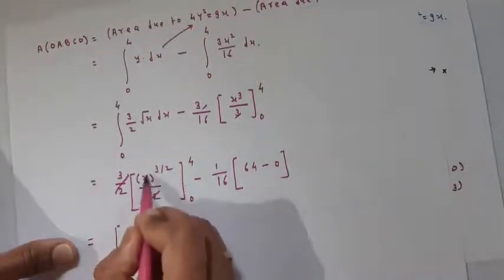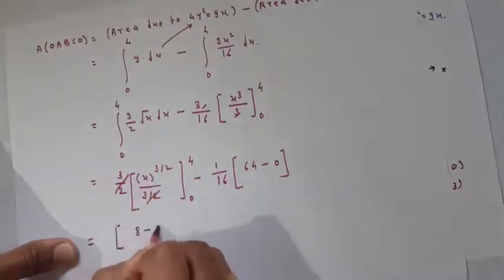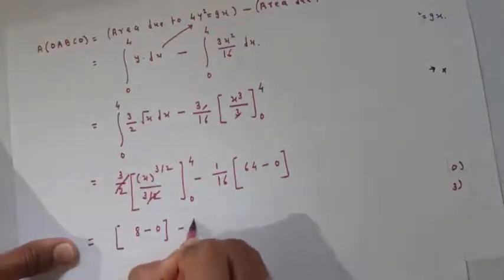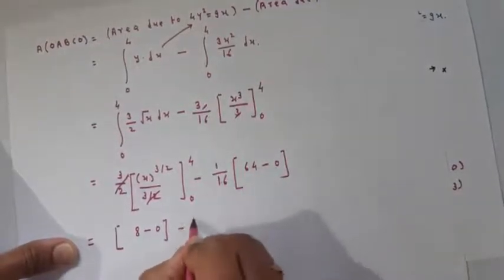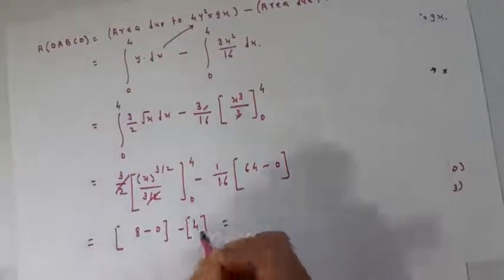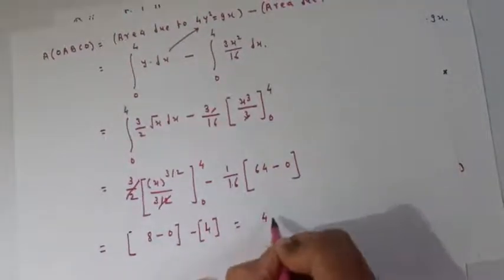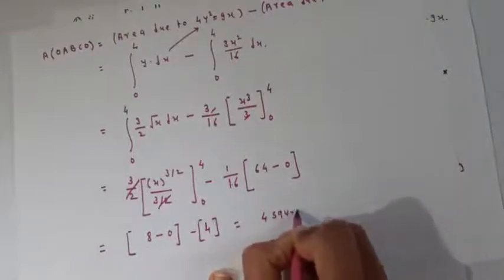Okay, and this is equal to, put the upper limit here, 4 raised to 3 by 2. 4 means 2 raised to 2 gets cancelled, 2 raised to 3 is 8. 8 minus 0 minus 64 upon 16 is 4. Okay, and 8 minus 4 is 4, hence the required area is 4 square units.